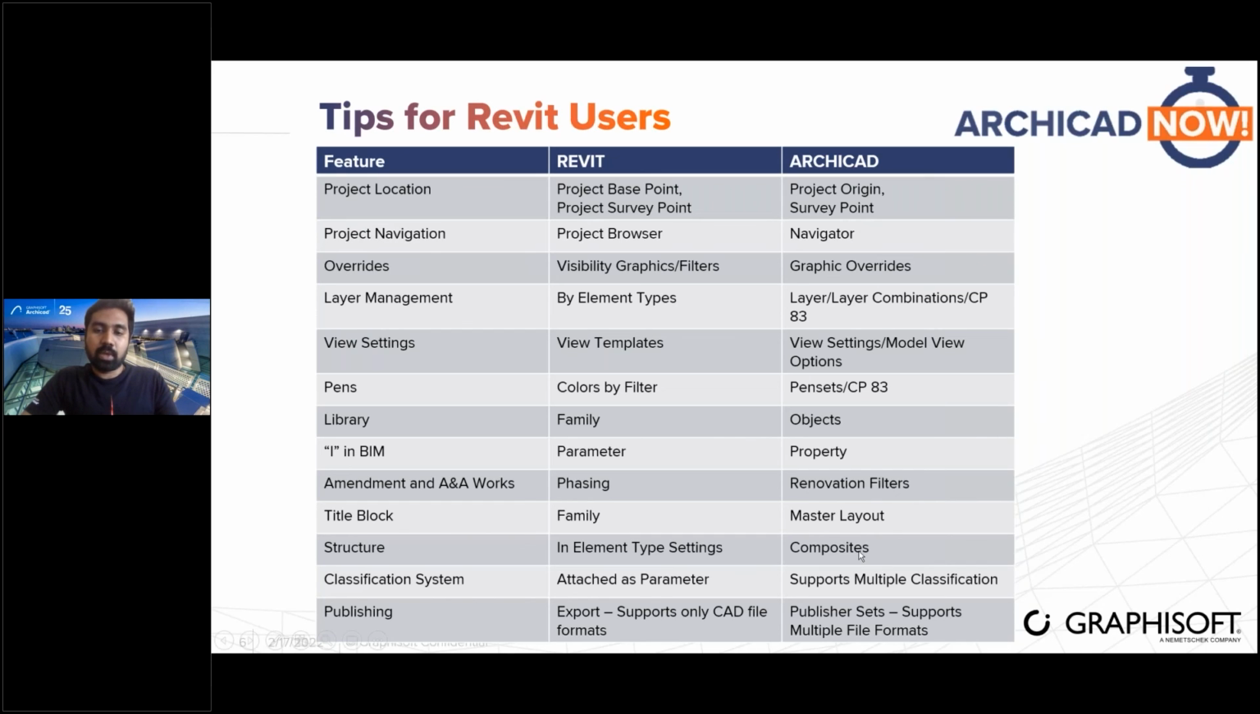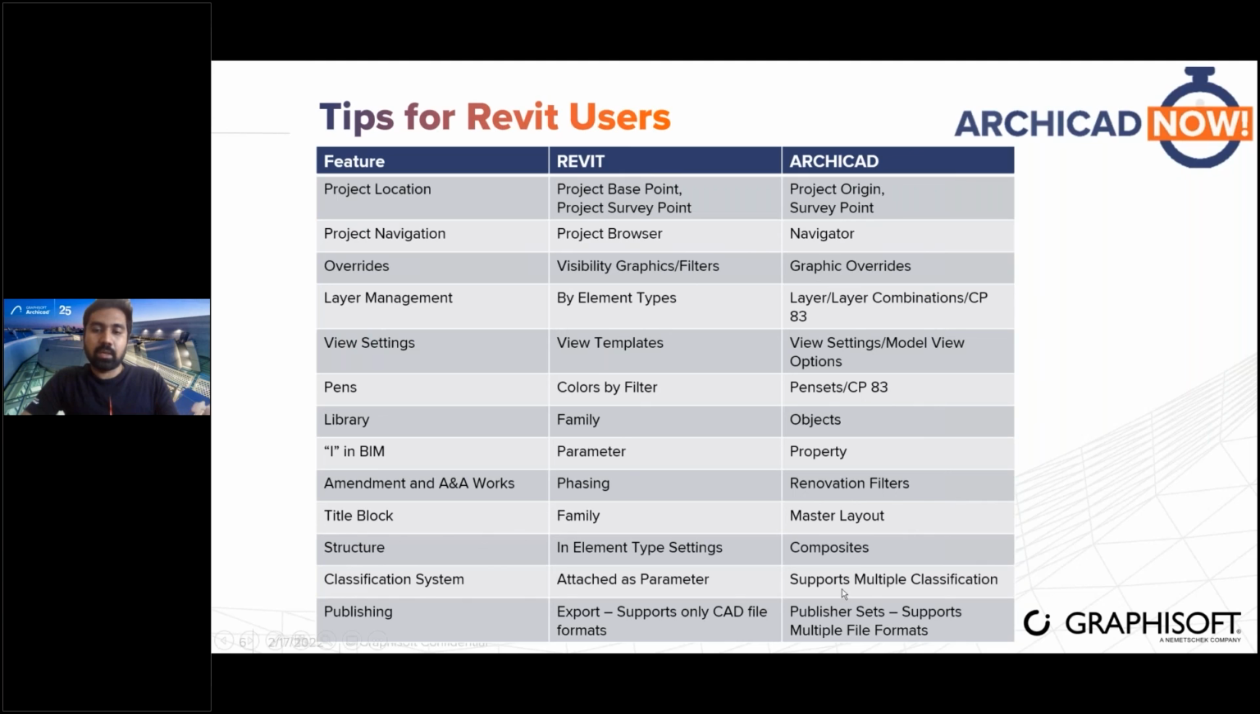And for Archicad, we have composites, so we can define the composites globally and then assign them to different element types. You can assign them to shell, roof, walls, and slabs. Okay. And then for the classification system, inside Revit, it is just attached as a parameter which is used only when you are exporting the file.